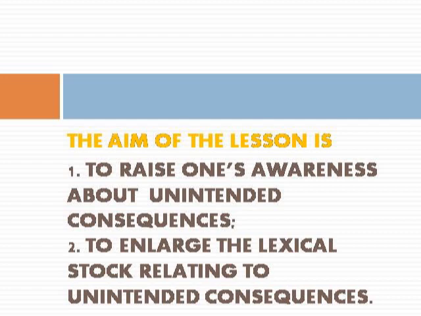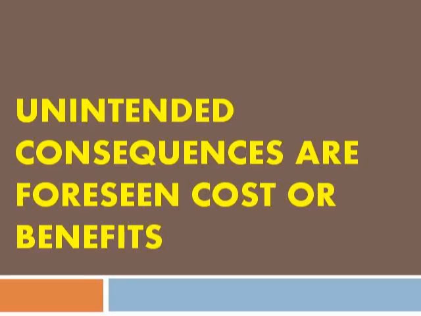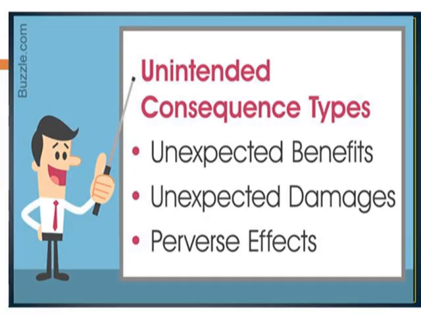So, there is a question. What are unintended consequences? They are unforeseen costs or benefits. And here are three types of unintended consequences. The first one, unexpected benefits. The second one, unexpected damages. The third one, perverse effects.